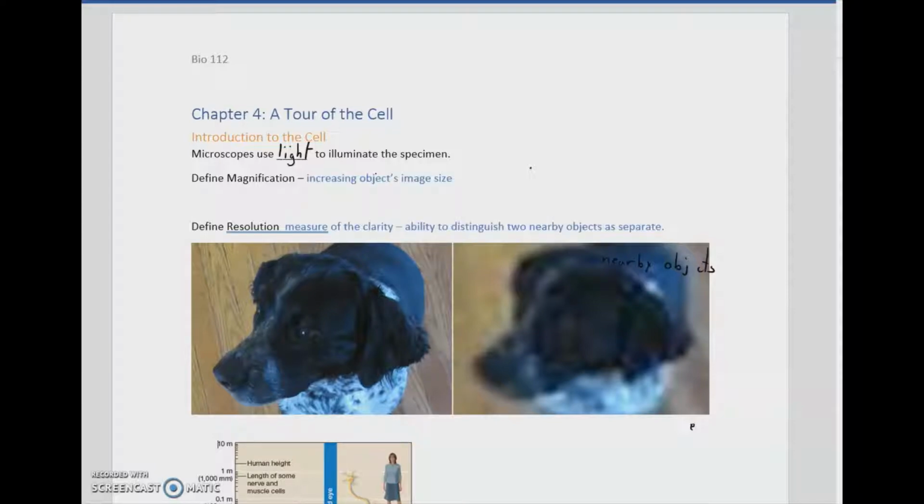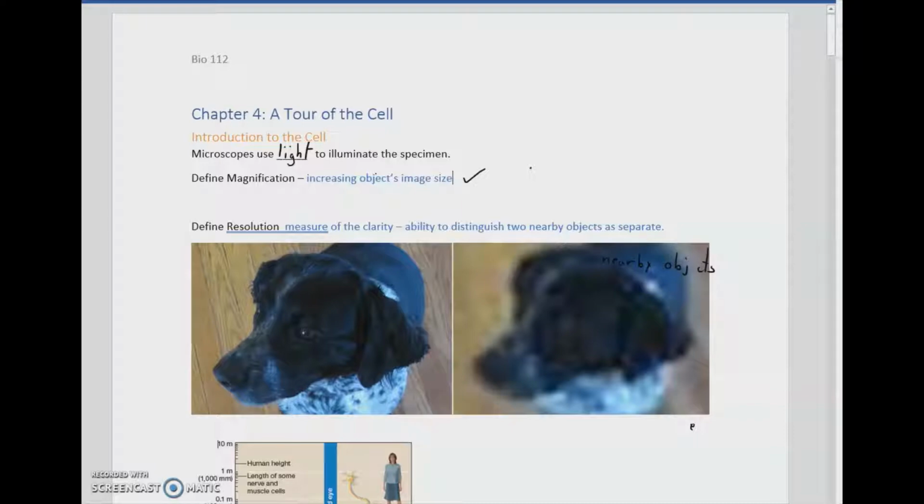Magnification increases an object's size. Frequently in our book, where you see a picture of a cell or part of a cell, on the side you'll see what the magnification is. If it's been magnified 100 times, 1,000 times, so that you can see it. So that's just making it bigger.